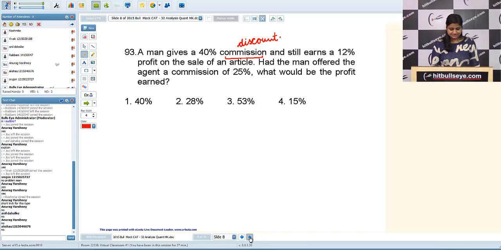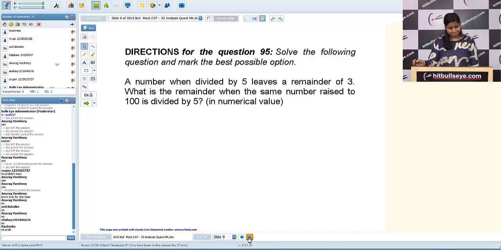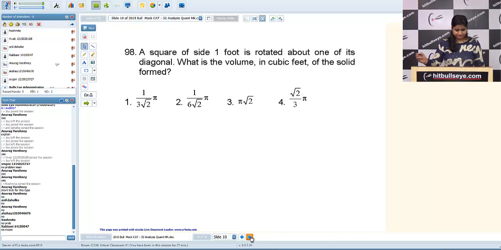Okay guys. Question number 95. Yes, any problem in this question? A question based on remainders. You could go by cyclicity here. Okay. I'm waiting for more responses. Please be quick in typing. Okay, let us move then.